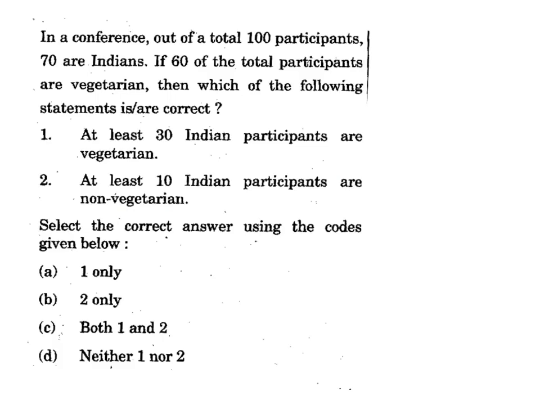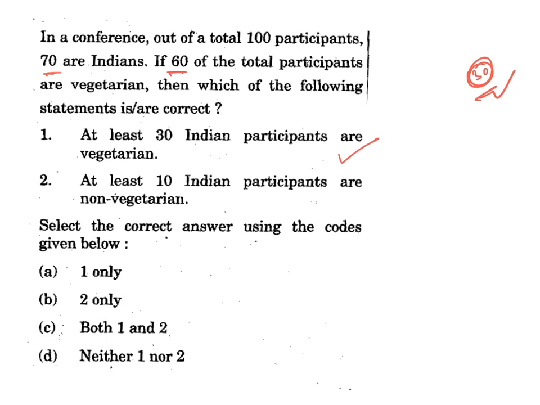In a conference, out of a total 100 participants, 70 are Indians and 60 of the total participants are vegetarians. Now which of the following statements are correct? At least 30 Indian participants are vegetarian. Now see here, 70 plus 60, 130. So 130 means at least 30 should be both. So 30 should be both, which means at least 30 Indian participants are vegetarian. That is perfectly alright.